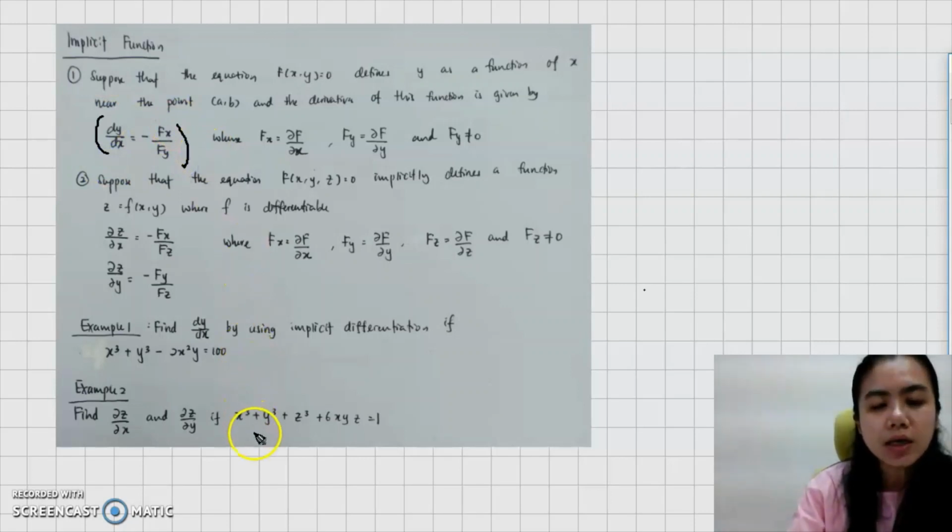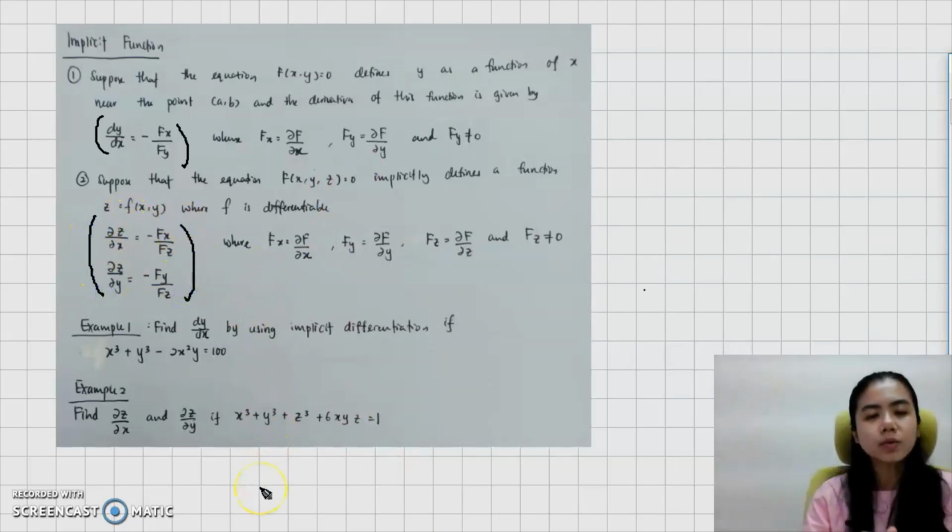If you are given an equation that involves three variables x, y, z, equal to some value, the thing you have to do is again the same. You have to rearrange it so that it's equal to 0, and then you can find your partial derivatives by using this formula. So why don't we directly look at the example, then you will understand that.